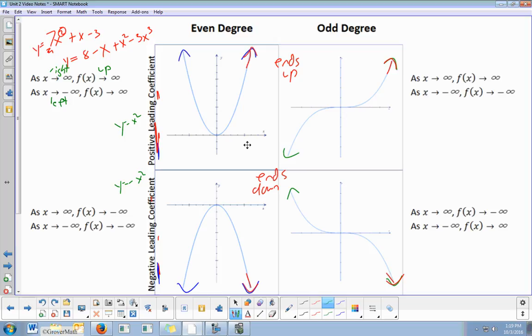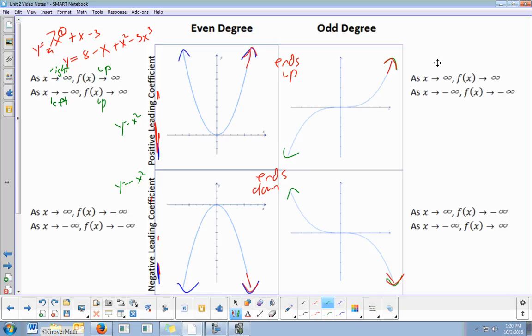I mean, think about your x and y axes. The x-axis, as it goes to infinity, is going to the right. As it goes to negative infinity, it's going to the left. The y-axis, as it goes to infinity, is up. Going to negative infinity is down. So what we're saying here, and this is for this graph right here, is that as we go right, we go up. As we go left, we go up. So as x goes to negative infinity, left, f of x goes up.